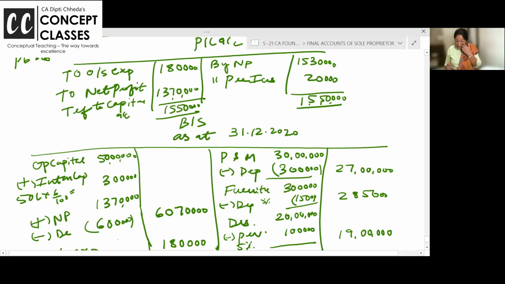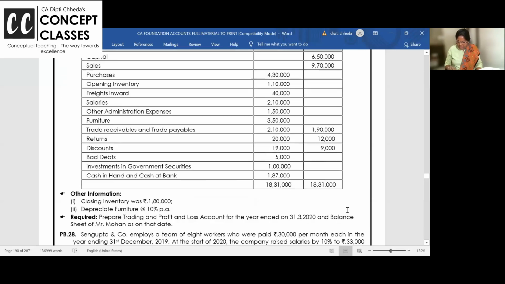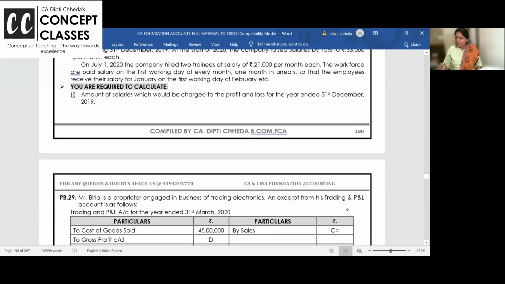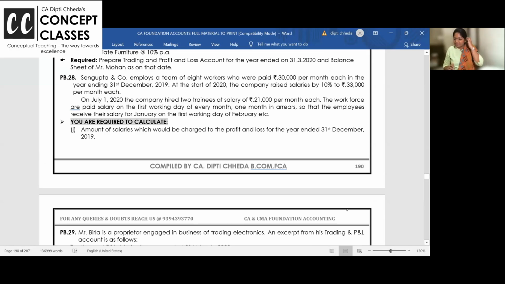Yes. Final accounts problem will take time. We will do tomorrow. A small problem we will do it now. 26th we have done, no? 27th will also take time. 28th is a small adjustment problem. We will do it now. It's nice.